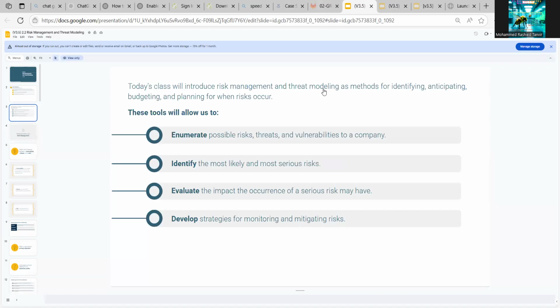Today's class will introduce risk management and threat modeling as models for identifying, anticipating, budgeting, and planning for when risks occur. The tools will allow us to enumerate, identify, evaluate, and lastly develop. What are these tools? Risk management and threat modeling are methods to identify, anticipate, budget, and plan for when risks occur.